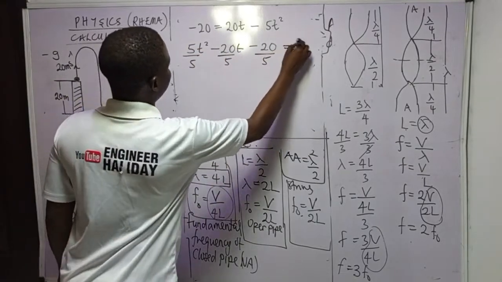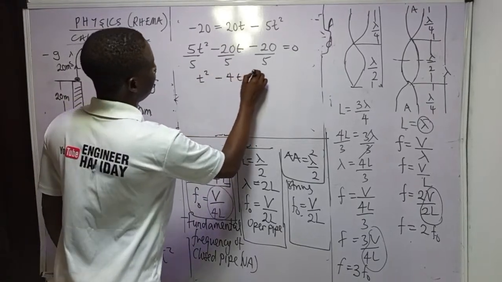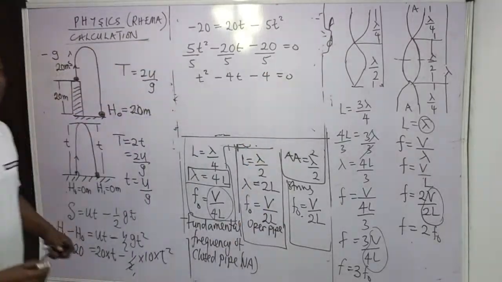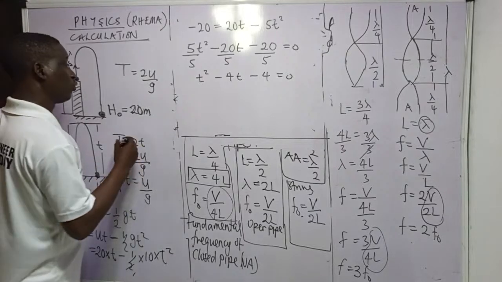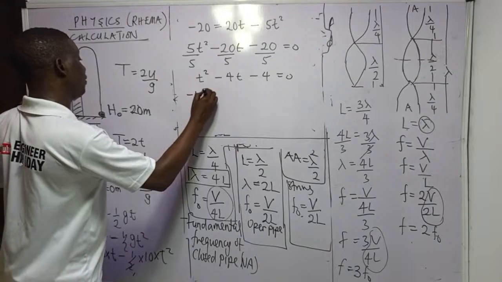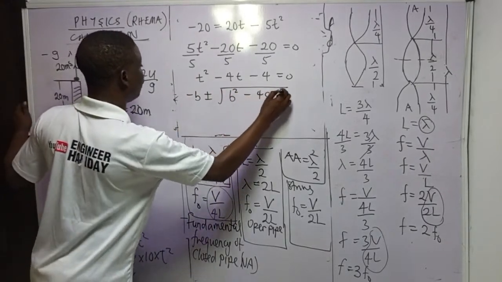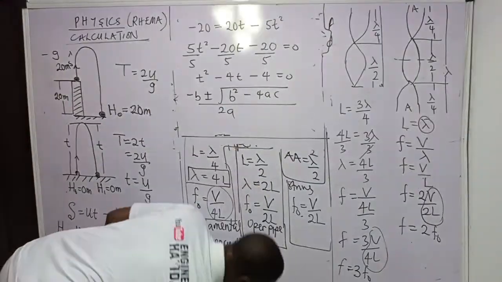If you divide all through by 5, what do you have? You would have t squared minus 4t minus 4 equal to 0. Now it has turned to a quadratic equation. But this quadratic equation, we now solve it with what? Minus b plus or minus the square root of b squared minus 4ac, over 2a. That's what we are going to solve it with.